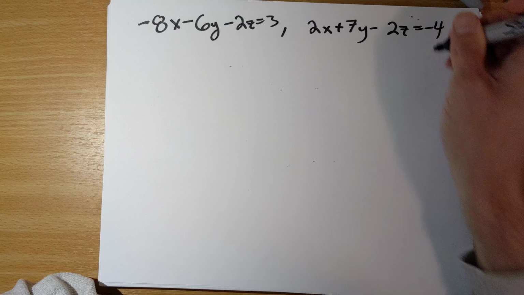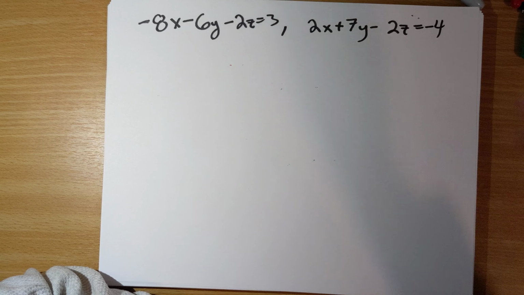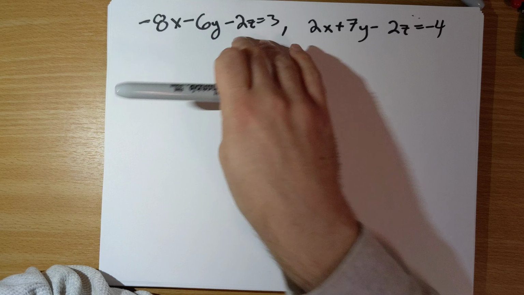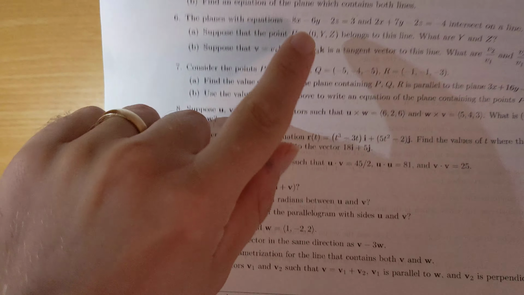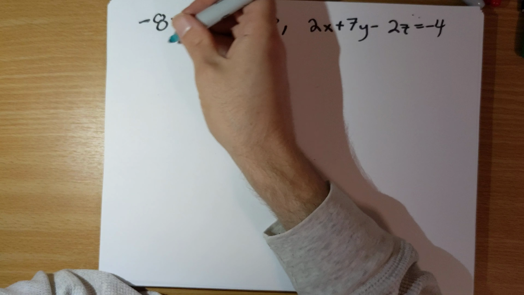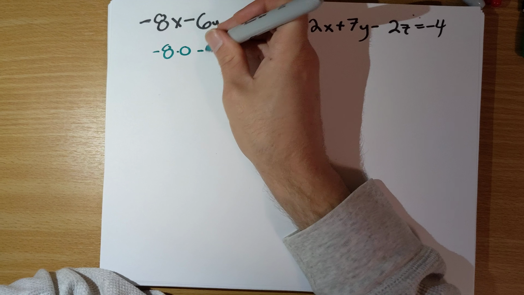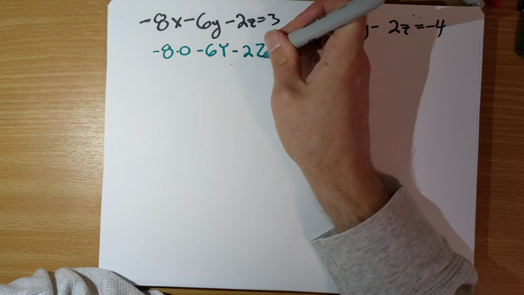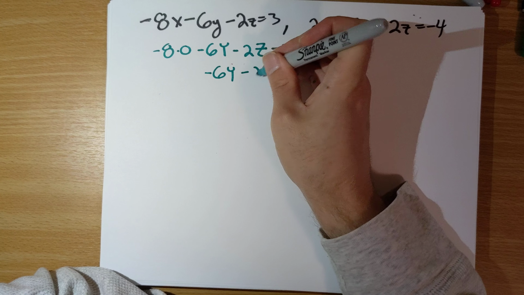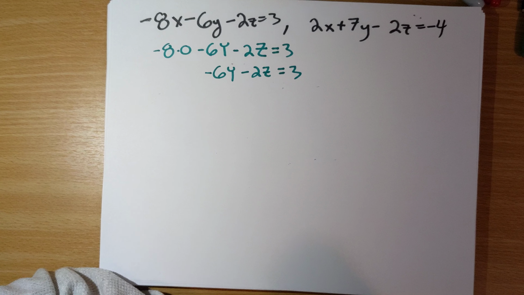What does it mean for a point to belong to this line? Well, it has to belong to each of these two planes separately. And what does it mean for a point to belong to this plane? When you plug in x is 0, y is capital Y, z is capital Z, you have to satisfy the equation. So negative 8 times 0 minus 6 times big Y minus 2 times big Z has to equal 3, which is just negative 6y minus 2z equals 3.